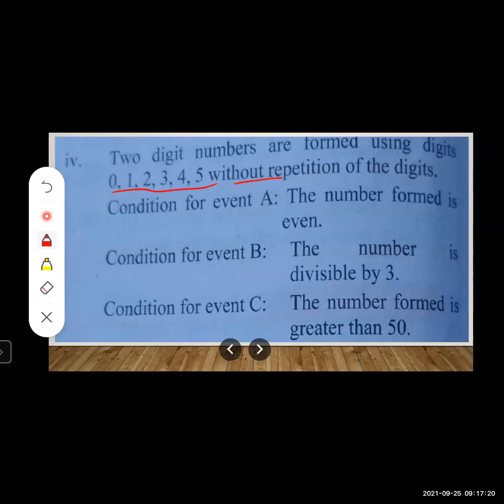But what is the condition given over here? Without repetition of the digits means we don't want pairs with the same number, like 11, 22, 33, 44, 55. Such digits we don't want, means repetition of the digits we don't want. This condition you have to apply while writing. Understood? So first of all, what is our duty? First of all, we will write all possible outcomes. And where are we going to write all these possible outcomes? We are going to write them in a sample space. Yes. So let us write this.